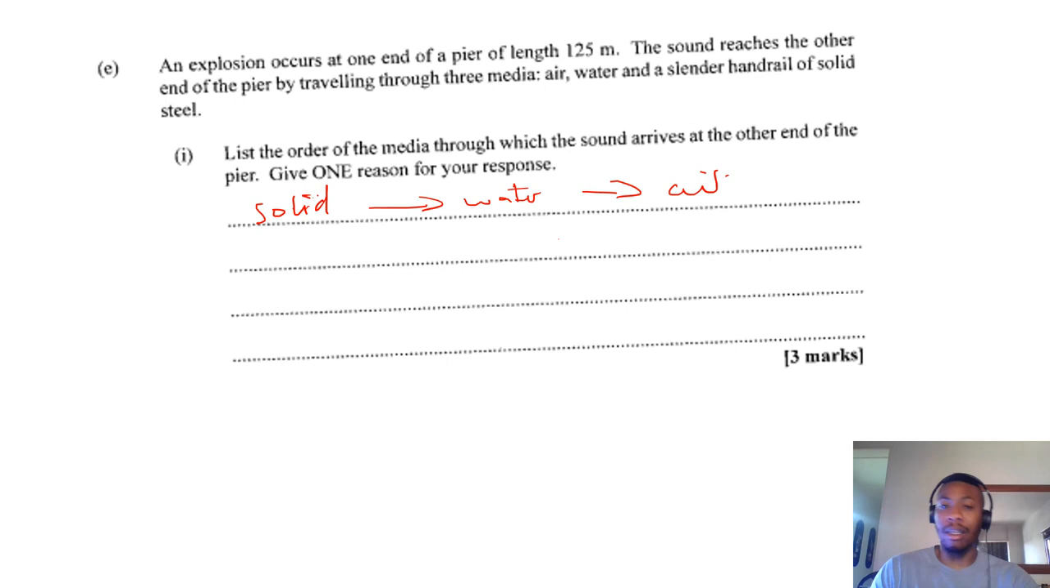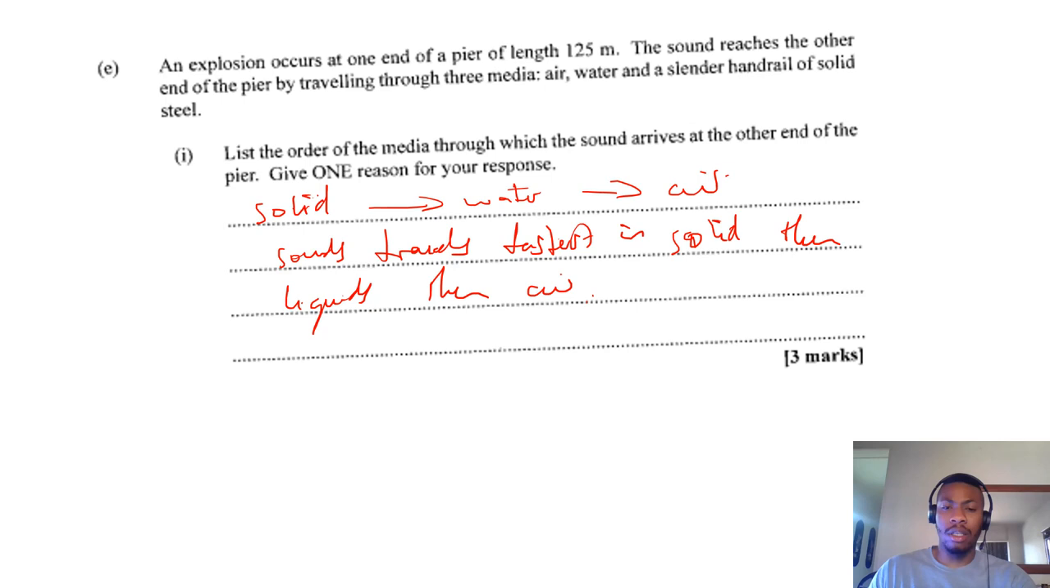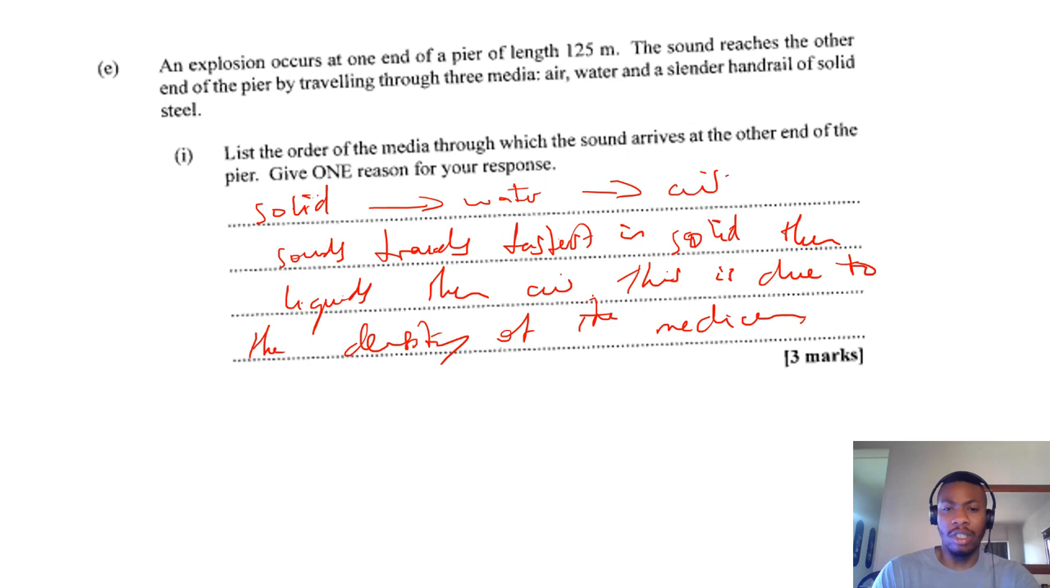And for the reason, you can simply state that sound travels fastest in solids, then liquids, then air. This is due to the density of the medium. Solid is much denser, or is the most dense.